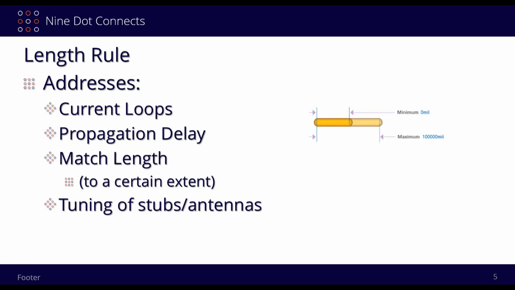Sometimes you can look at the spec sheets to get that. Other times it's just based on some math that you've got to do in order to figure out that the distance I need is X because of this situation or this frequency. The next one is, for our purposes, match length. I say to a certain extent because Altium has a very specific rule for match length. And then, of course, the last thing is the tuning of stubs and antennas.